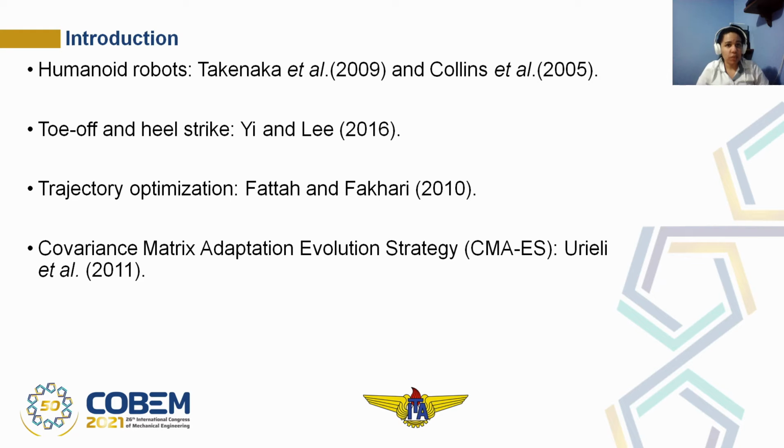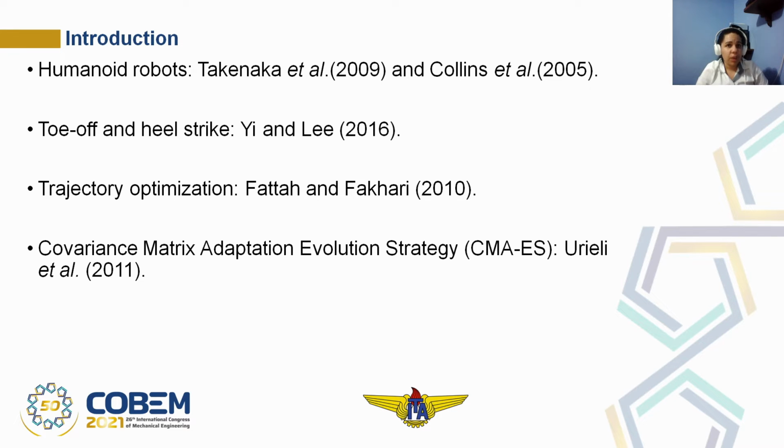Takenaka showed the difference in energy expenditure between a walking humanoid and a human. Collins showed the reasons why humanoids spend so much energy. Wang and Lee proposed a toe-off and heel strike movement. With this, humanoids overcome the kinematic restriction and can explore other terrains.